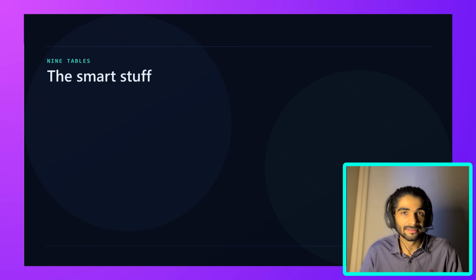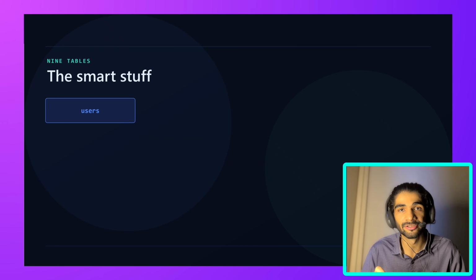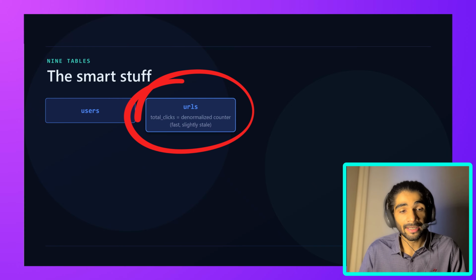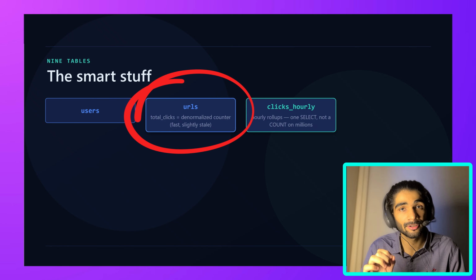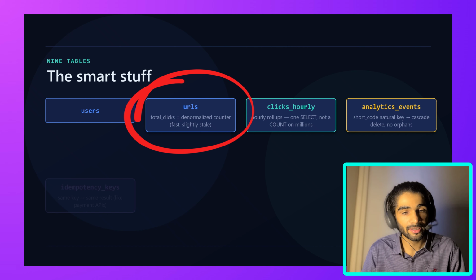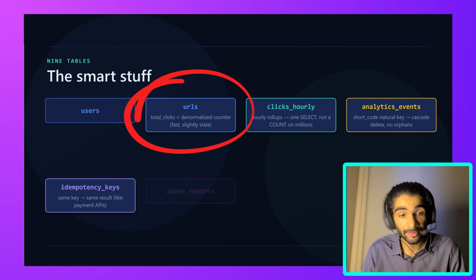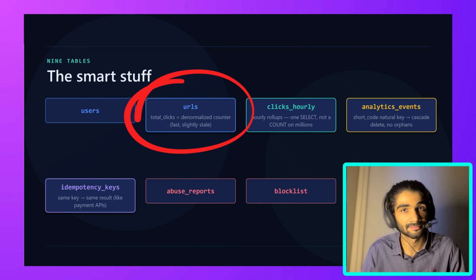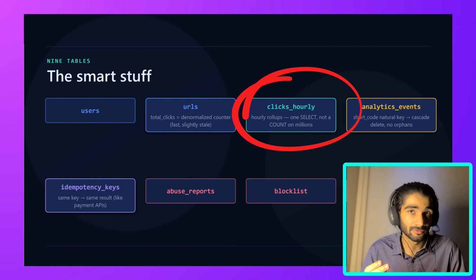Let's talk about the database. There are 9 tables in this application. See this, the URLs table has a total clicks column. This is a denormalized counter for performance. Every time someone gets redirected, we increment this counter. This is fast and a little bit stale. But clicks hourly is the source of truth.